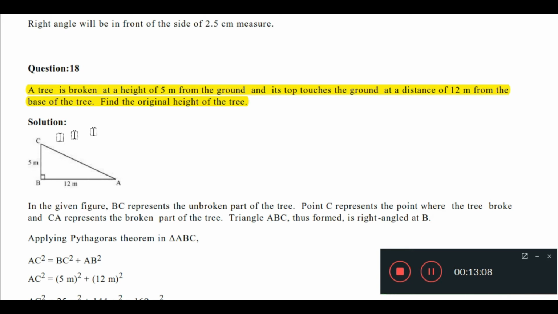So what we need to calculate here is the original height of the tree. We can see that it is given as 5 meters plus this part which has fallen on the ground. How do we calculate the height of the tree? The original part which is still standing on the ground and the part which has fallen on the ground. Once again I'm going to explain this question. Here we have a tree. Suppose I'm going to show you with the help of a diagram.